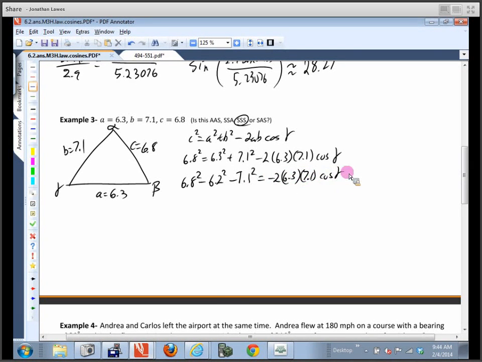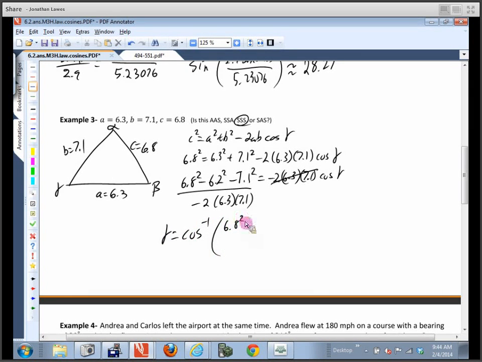It's going to be a lot easier in the long run if you leave them like this. And then I need to get rid of the timesing by -2 times 6.3 times 7.1. So I'm going to divide by -2 times 6.3 times 7.1. So that stuff is gone. How do I finally uncover what gamma is? Cosine inverse. So gamma is going to equal the cosine inverse of this ugly mess right here.